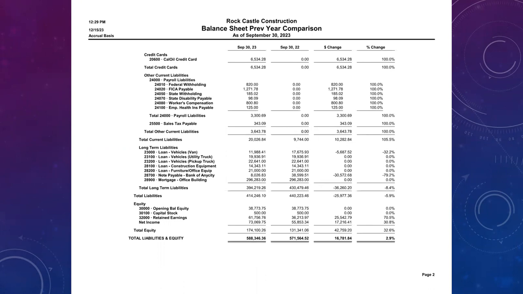And here are your liabilities. Are you paying down on those liabilities? Do you have more liabilities than you did last year? What is your long-term liability status, and total liabilities compared to last year? You can see here they've reduced their liabilities, so that's a good thing.